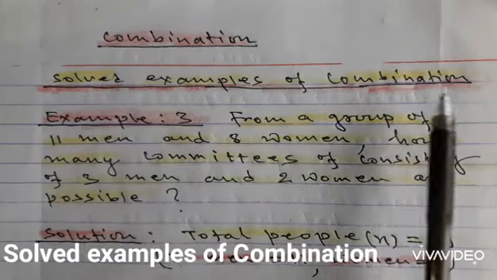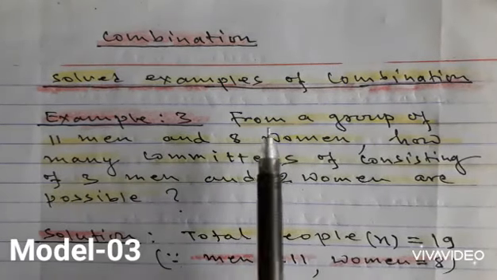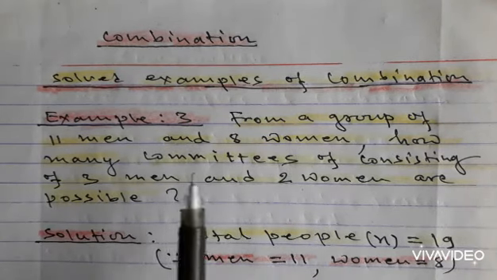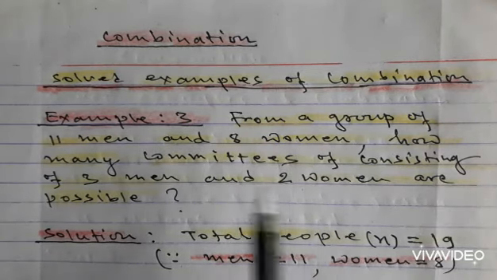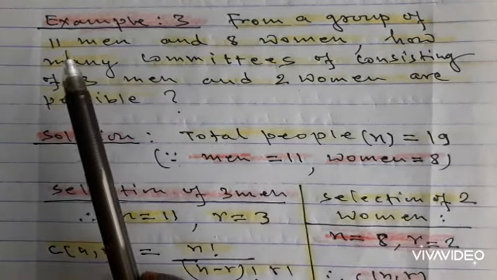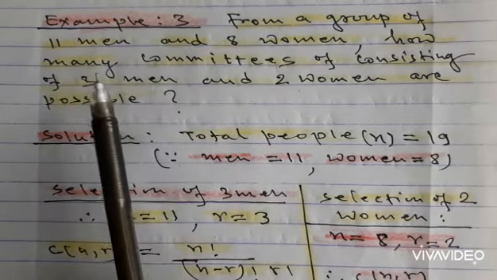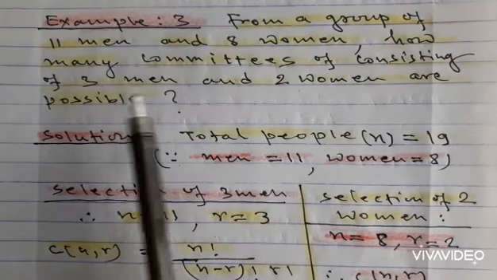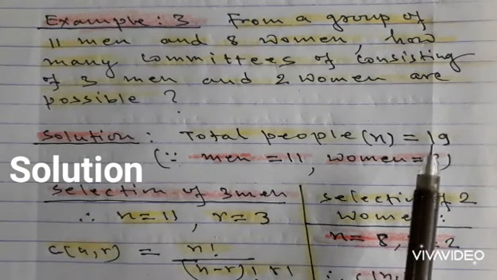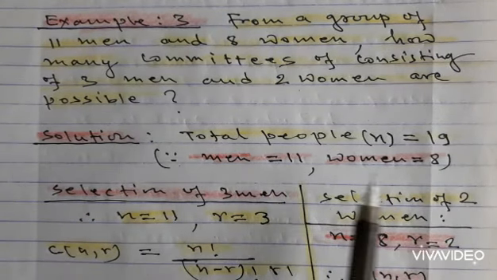Solve examples of combination. Example 3. From a group of 11 men and 8 women, how many committees consisting of 3 men and 2 women are possible? According to the question, from 11 men and 8 women, we have to make committees consisting of 3 men and 2 women. Solution: total people is equal to 19 because there are 11 men and 8 women.